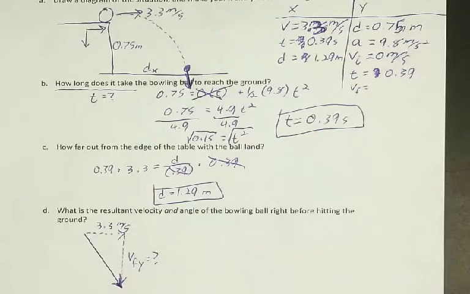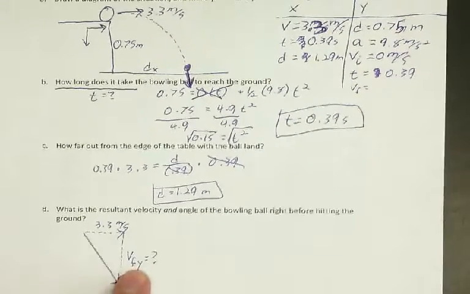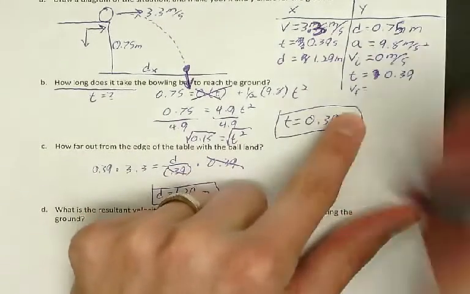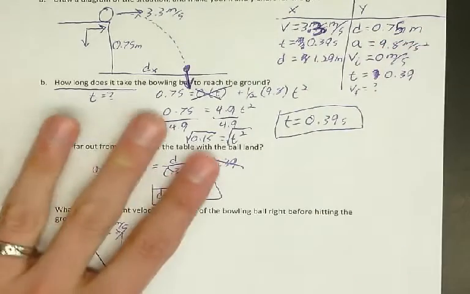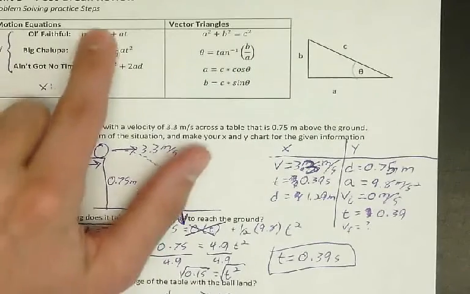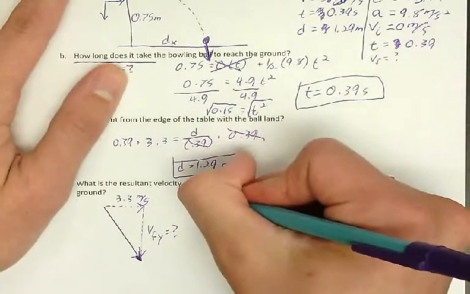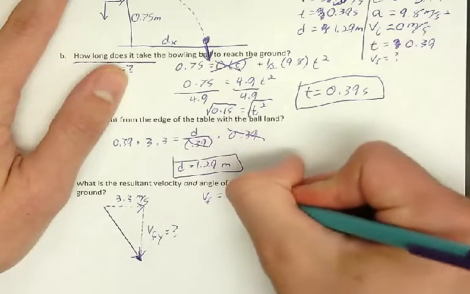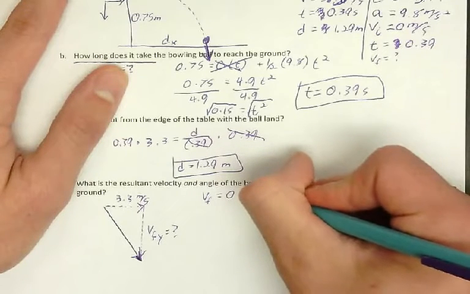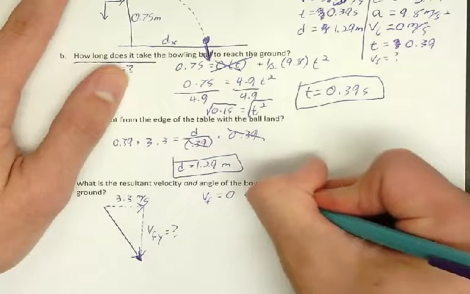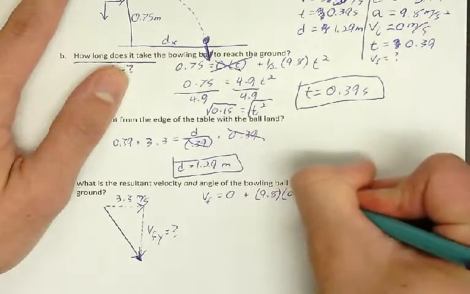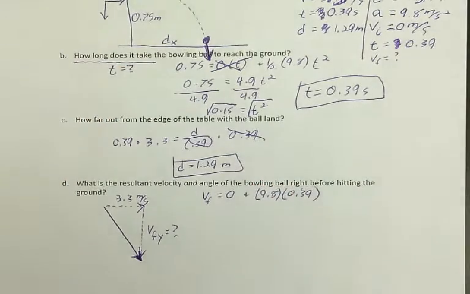So, first thing I need to do is find that final velocity. I'm going to do that using my y direction, and I can use any equation in the y direction that has v final. So Old Faithful has v final. I'm going to use that one. So v final equals v initial plus at. Gives me 8.82.